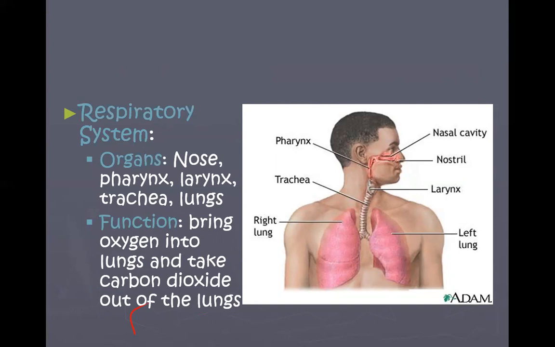Why is your right lung a little bit bigger than your left lung? Look at it. Because that's where your heart fits. Your heart fits kind of inside your left lung. Your heart tilts a little to the left.